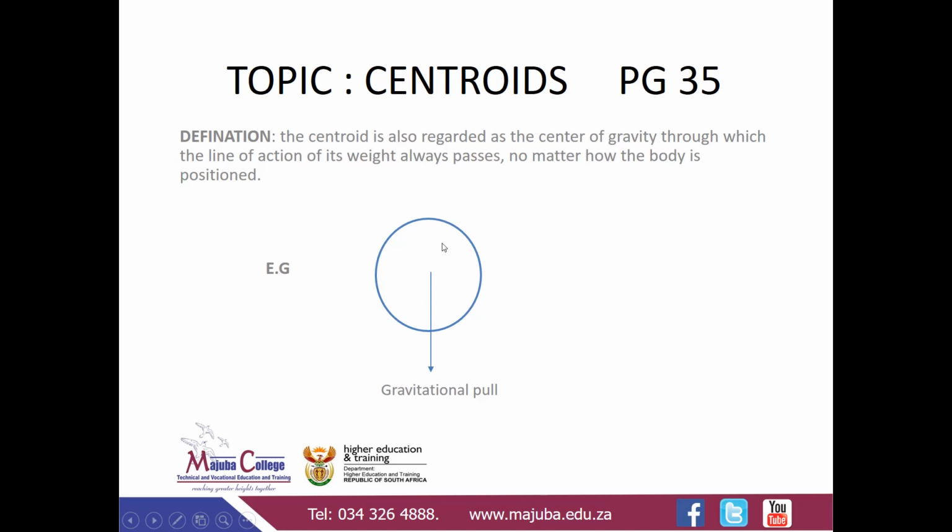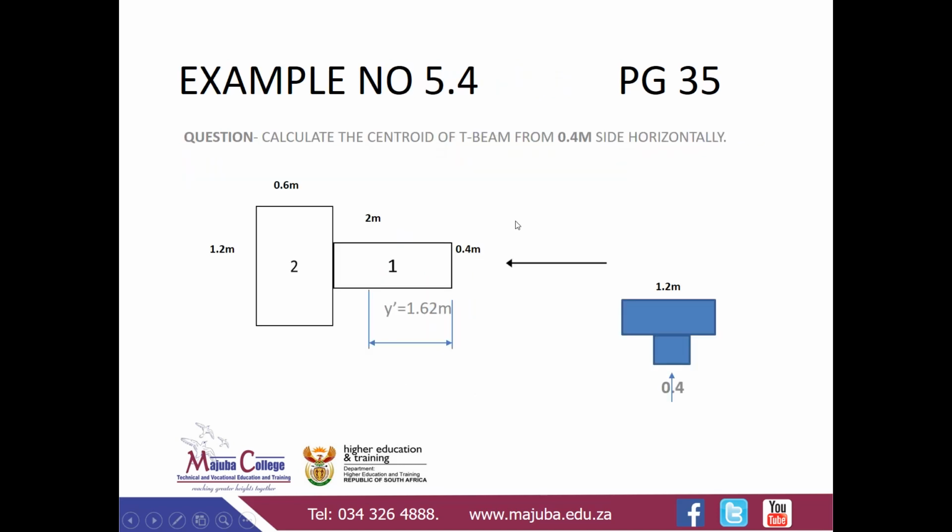Further to that, I've drawn the circle here. You may have a square, a rectangle, or a circle, but any object in building is subjected to a gravitational pull. This definition is worth roughly 3 to 4 marks in the exam. So let us proceed and do our example, which is example number 5.4 on page 35.